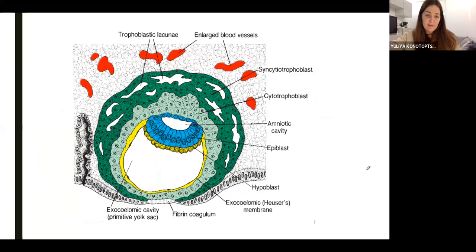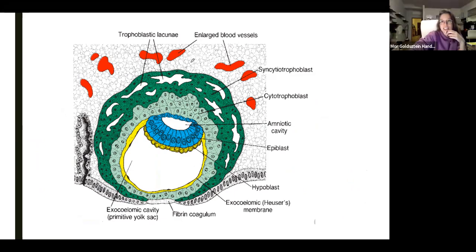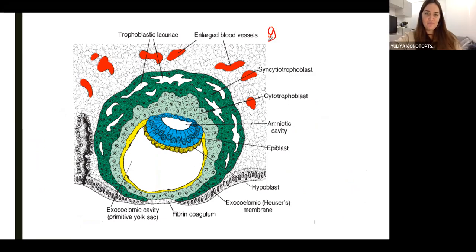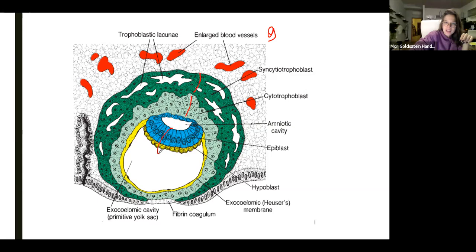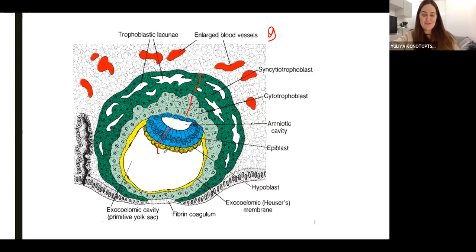This picture should be familiar from last semester. So this blastocyst is how old? 9. Amazing. This is actually 9 days old. Very good. So this is syncytial trophoblast, cytotrophoblast. How do you call this thing together? Bilaminar germ disc. Bilaminar. You remember the 9 days, but you don't remember the bilaminar germ disc. It's hilarious. I remember the bi.